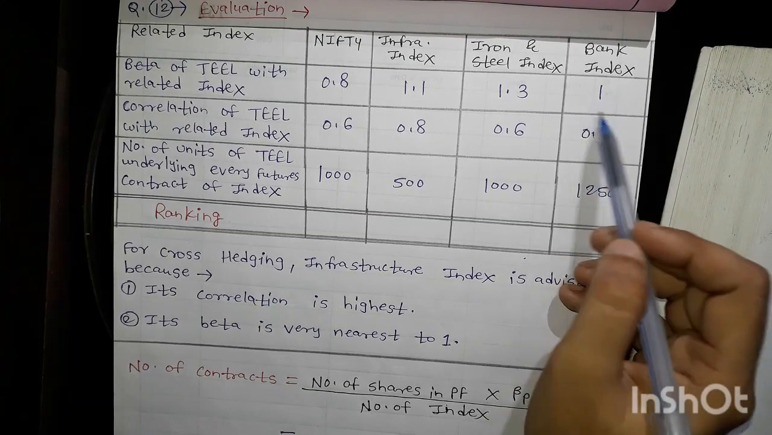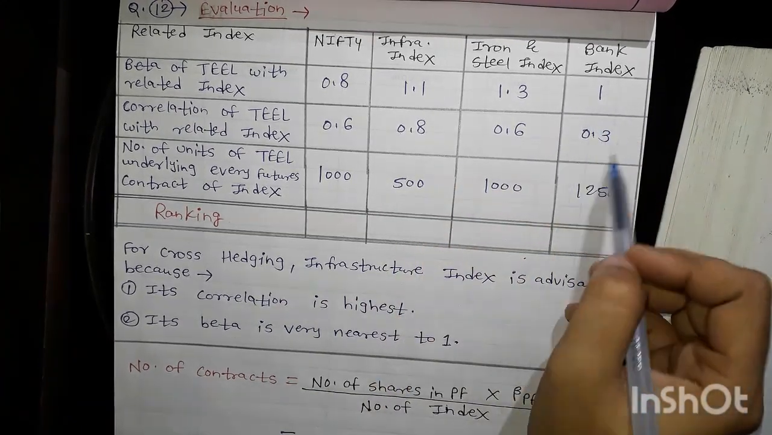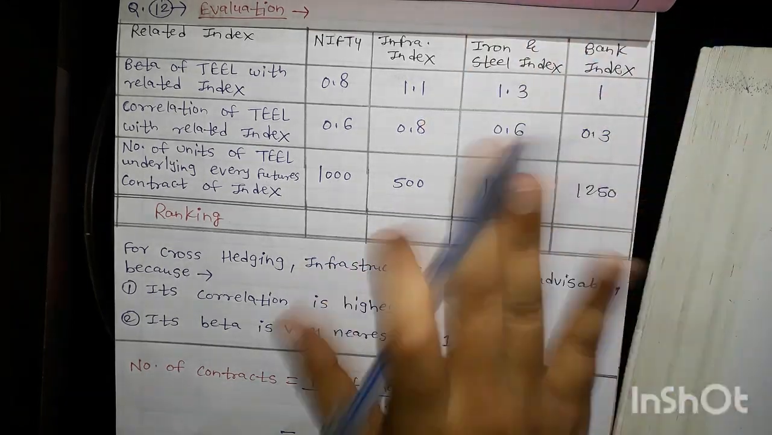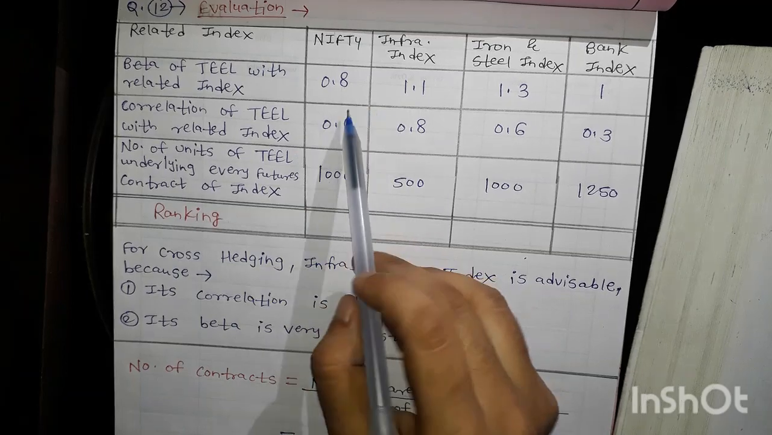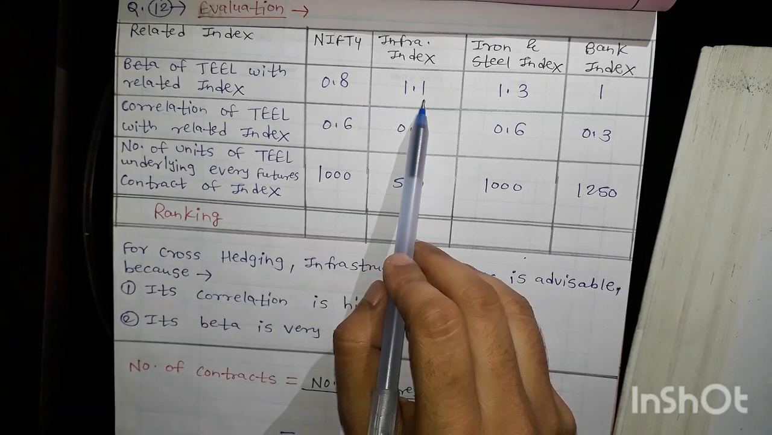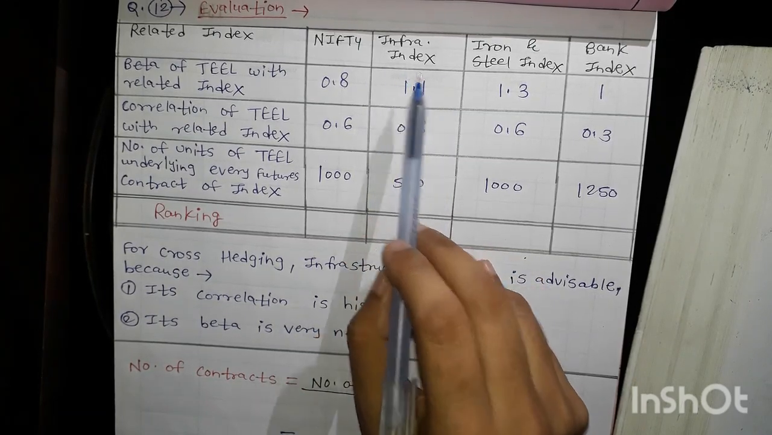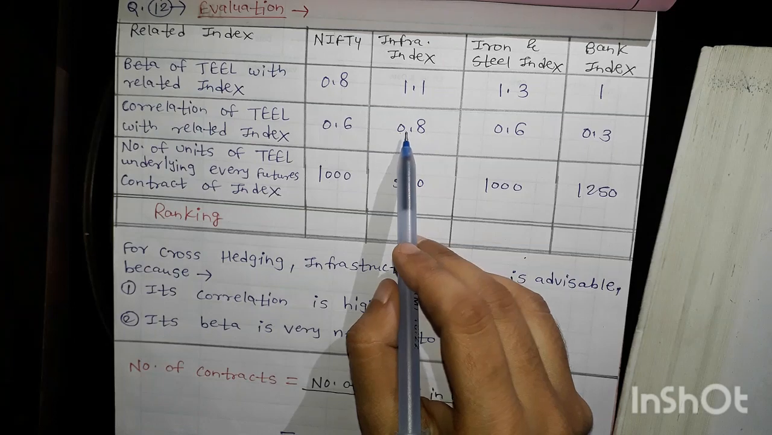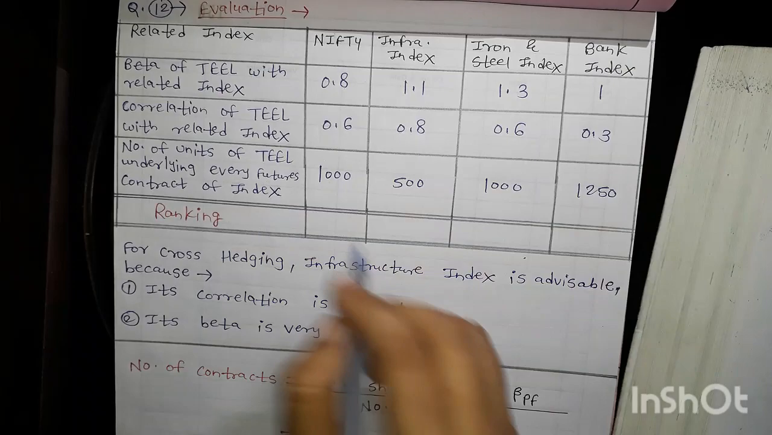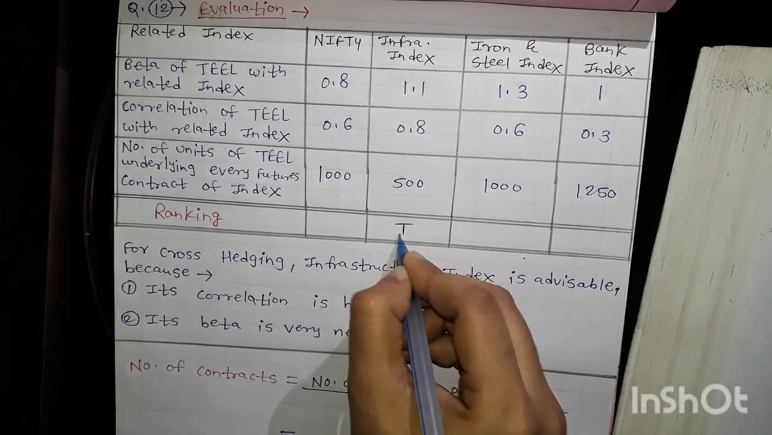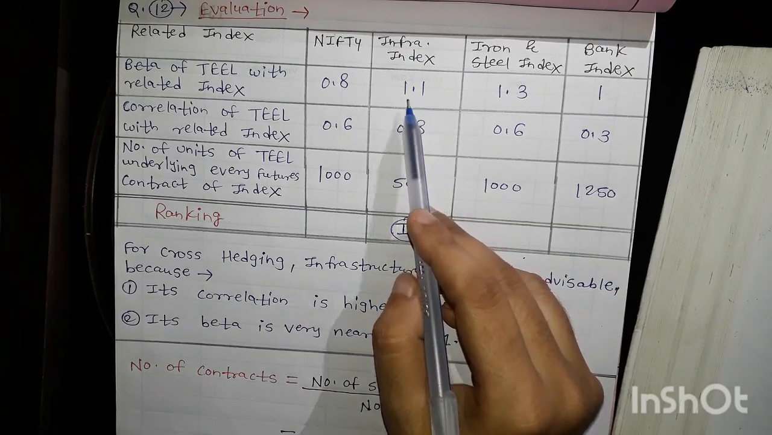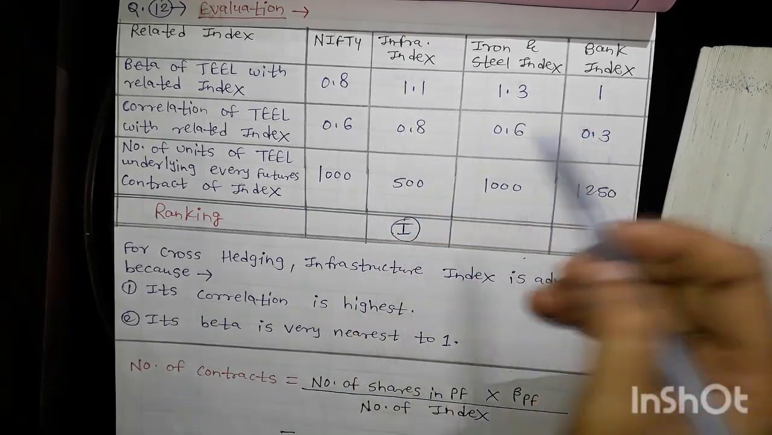And here beta is perfect, no doubt, but here correlation is very low, so here also we cannot take it. So these are cancelled. See, after that here in both of them, the difference is 0.2, 0.1. So basically this holds the first rank because the correlation condition is fulfilled by the infrastructure index, which is the highest compared to others, so this is the first rank. After that, the beta condition is also fulfilled because it is nearest to 1, that is only 0.1 difference.